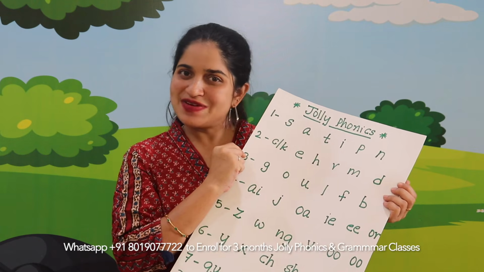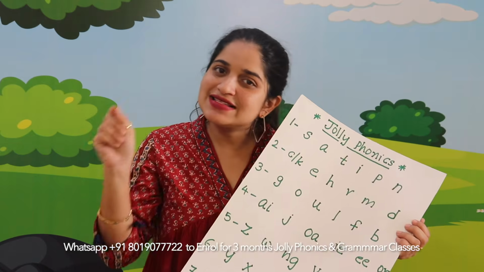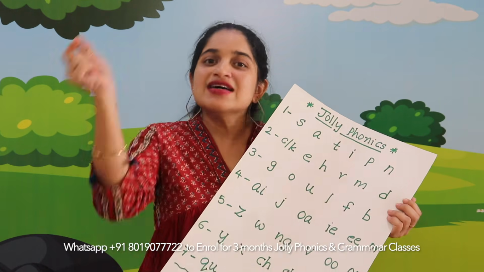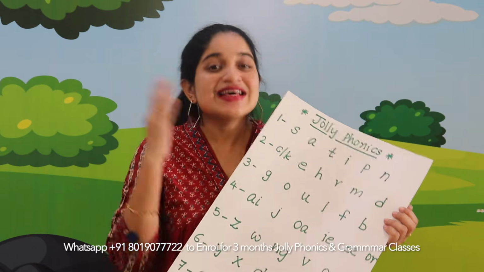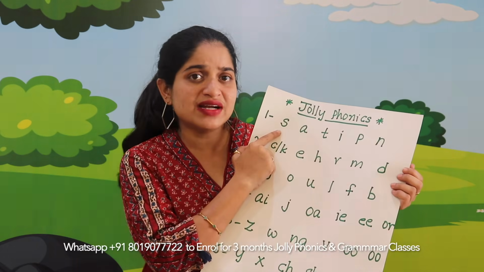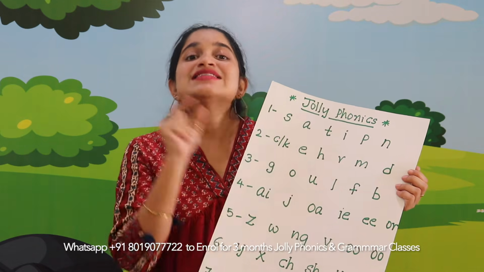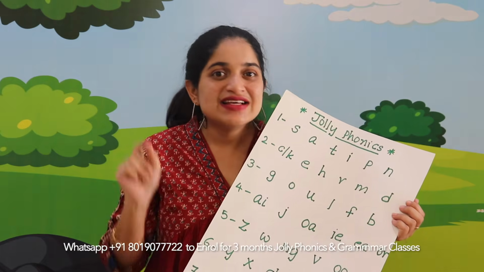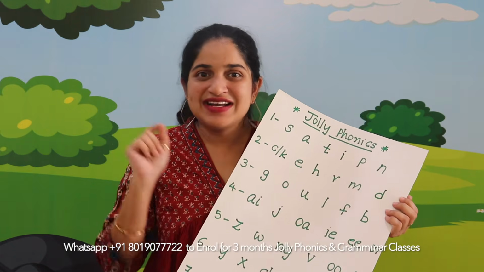Now shall we sing the rhyme, children? The snake is in the grass, the snake is in the grass. S, s, the snake is in the grass. Can you give me a word that starts with the sound S, children? Snake, snail, sand.